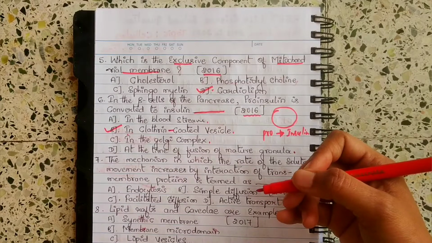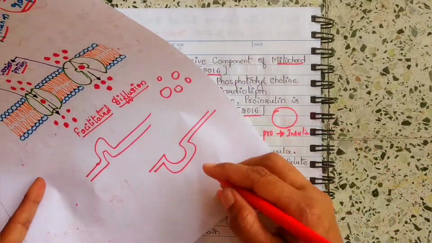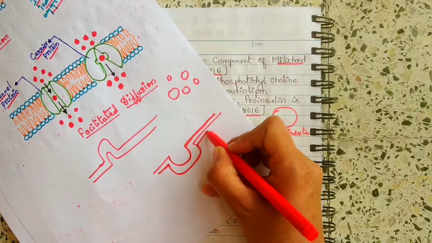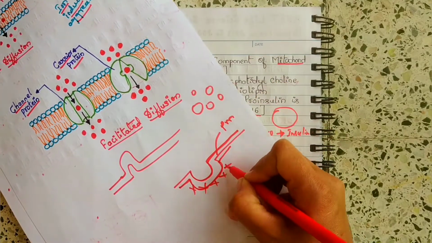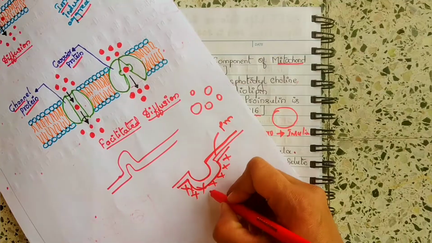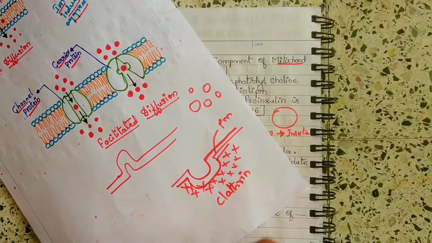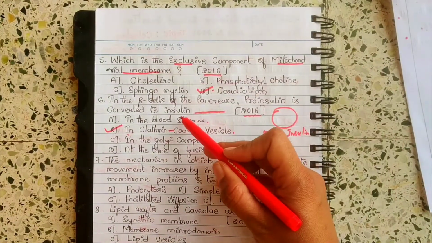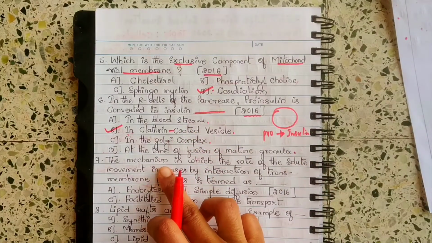These are pit like invaginations of the plasma membrane that are coated with a network of protein called clathrin. There only, this proinsulin is converted into insulin. That is the correct answer. Now let us move on to the next question, the seventh one.